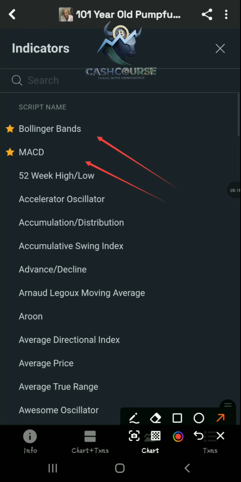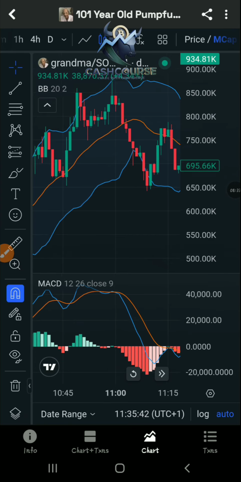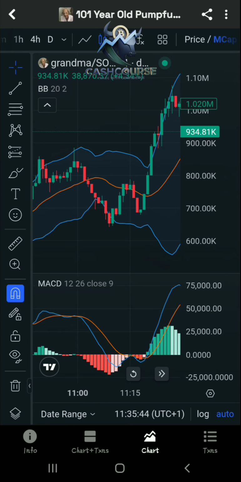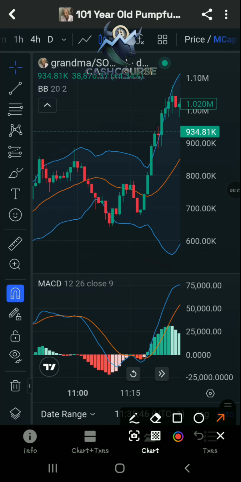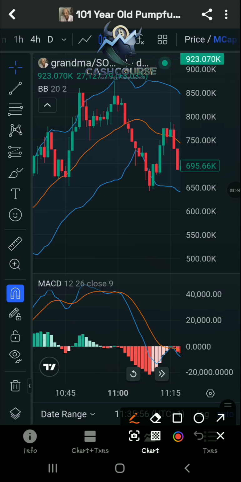There are other technical analysis indicators which we are going to be discussing in other videos that we are going to create. So just touch the MACD and the Bollinger Band and then go back to your charts. Now we've learned that whenever the price hits the lower band of the Bollinger Band, price is believed to go up, and whenever the price hits the upper band, price is believed to go down.